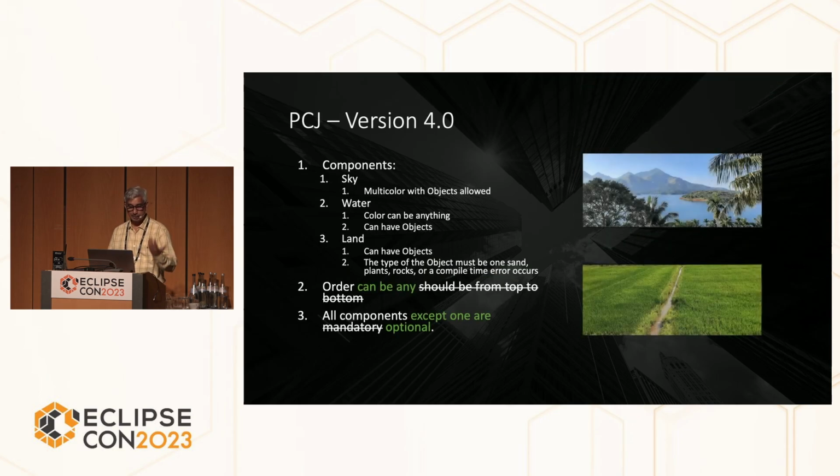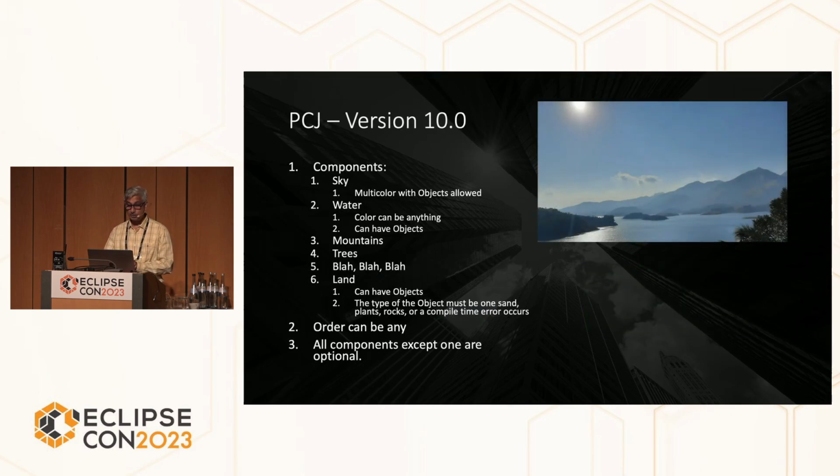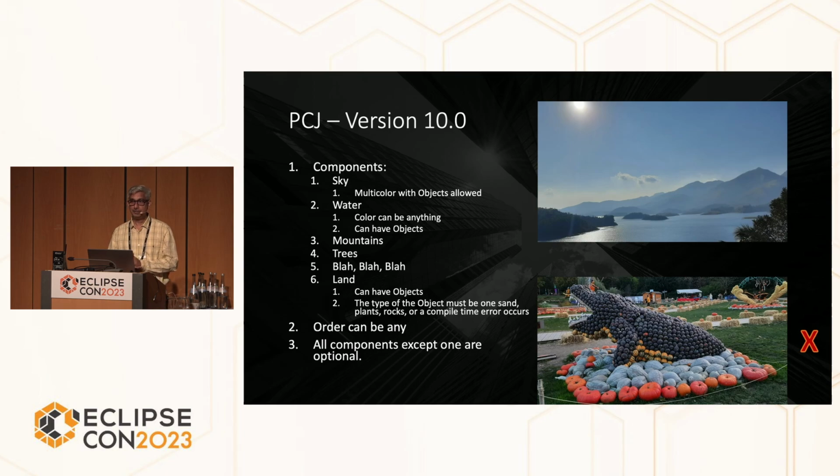We'll remove things like order, so the order can be anything, and now there could be land above the sky. All components are optional, so then the bottom picture is also accepted, and so on and so forth. And then the 10.0, and then you have that accepted. But do you accept this? We don't.